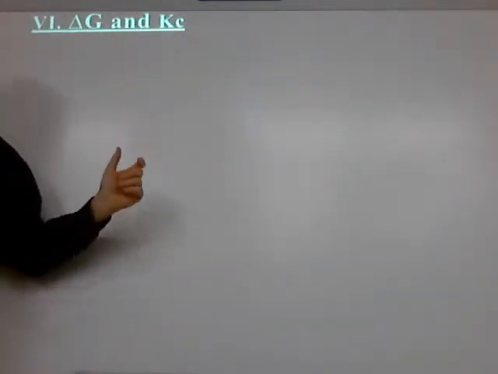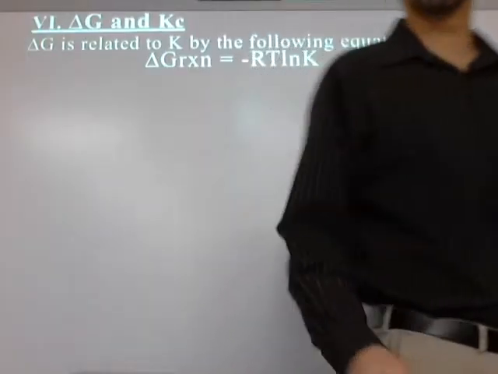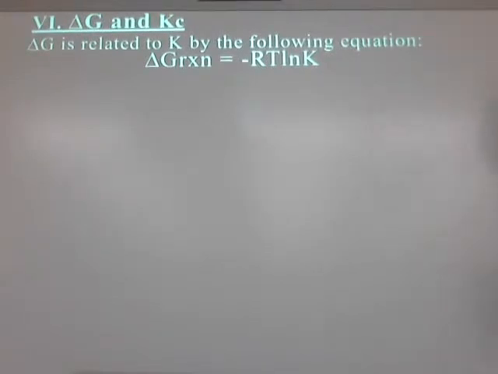What if K is really, really small? What's that going to tell you? Most of it's staying over here. It's not going to be very spontaneous, you see? So that's how they're related, but I got to put all this together and do the calculations as well and show you the equation. Delta G and K are related by that equation: delta G equals negative RT ln K.